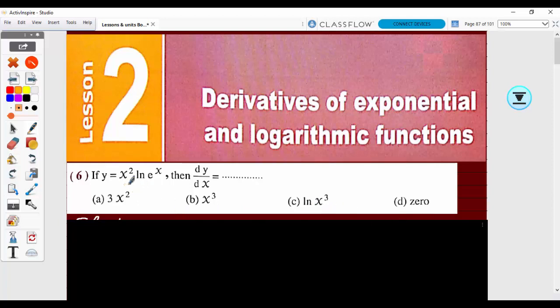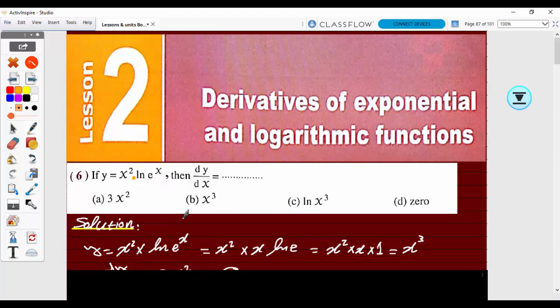Here we have two functions. We have x squared dot ln e power x, and we can rewrite ln e power x in this form: x ln e. So we have y equals x squared multiply x ln e, and ln e equals 1.